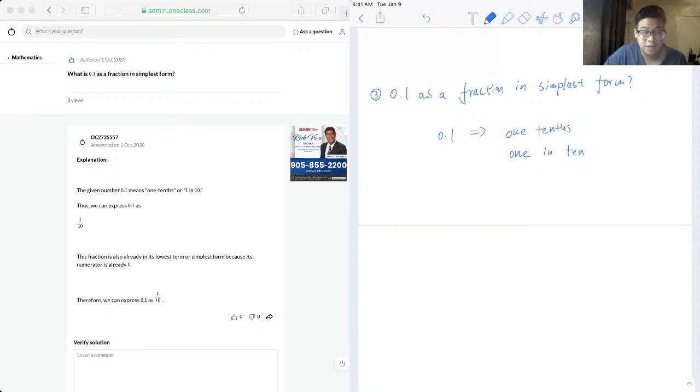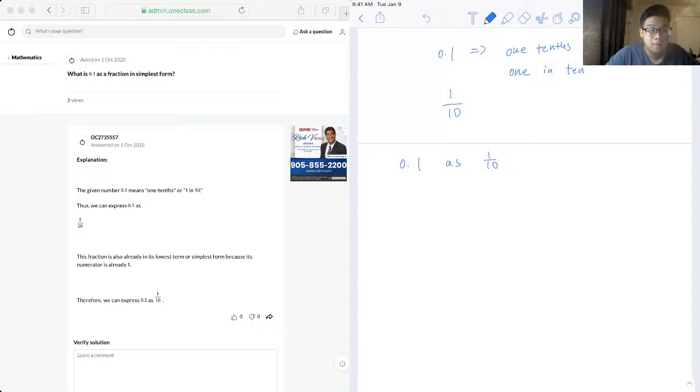So just imagine we have a cake and we cut it into 10 equal pieces, and we only take one of them. So it's simply 1/10. And since this fraction is already in its lowest terms, the simplest form, and its numerator is already 1, we can just express 0.1 as 1/10.